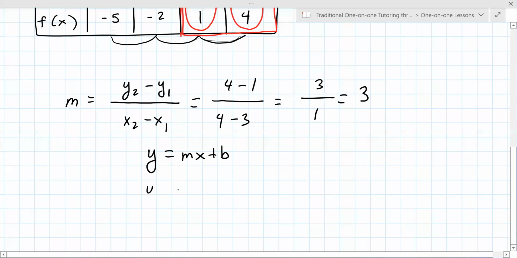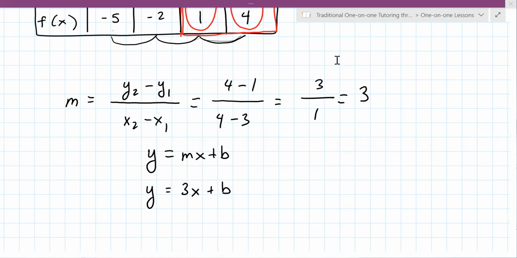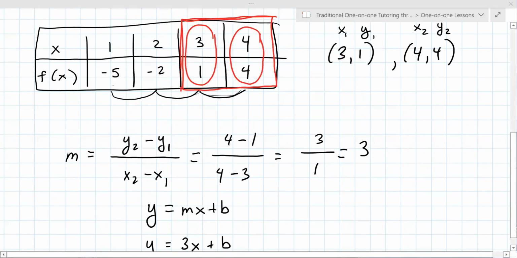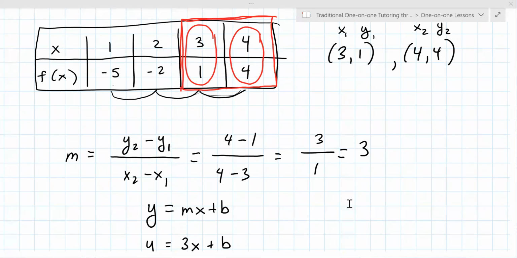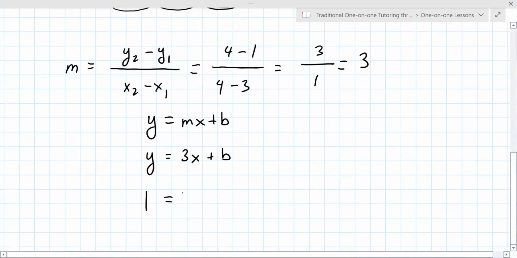So we write y equals 3x plus b. Okay, so now we need an x and a y value. So we go back to our ordered pairs. Which ordered pair do you want to use, the 3-1 or the 4-4? 3-1. Yes, 3-1. Perfect. So we're going to use 3-1. So we're going to make y 1 and x 3.